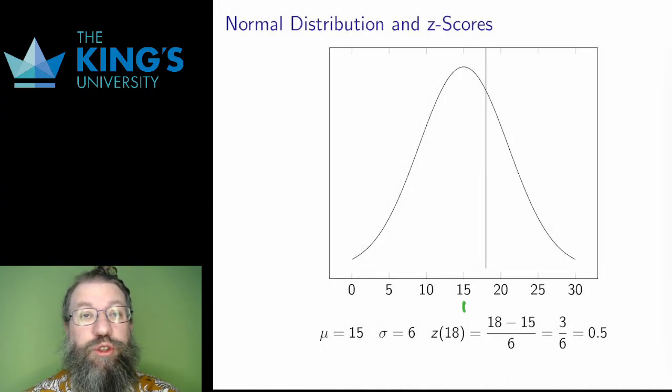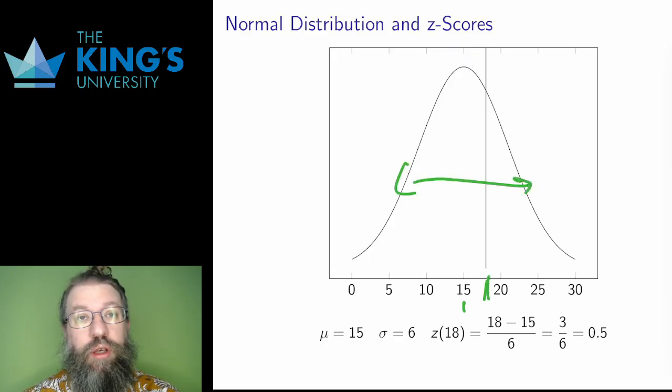Here is a normal distribution with mean 15 and standard deviation 6. Let me look at the value of z of 18. This calculates to 0.5. The data point 18 has a z-score of 0.5. Notice the standard deviation is 6, but the data point is exactly 3 units away from the mean. This is not a coincidence.